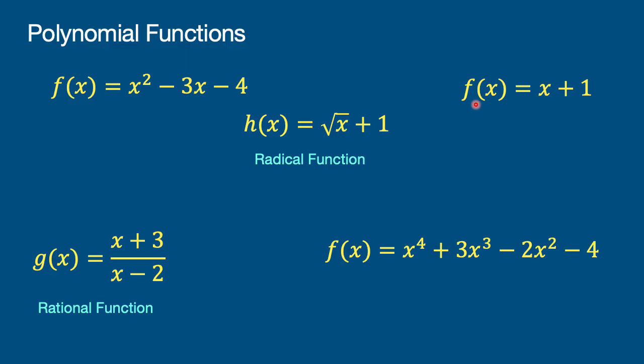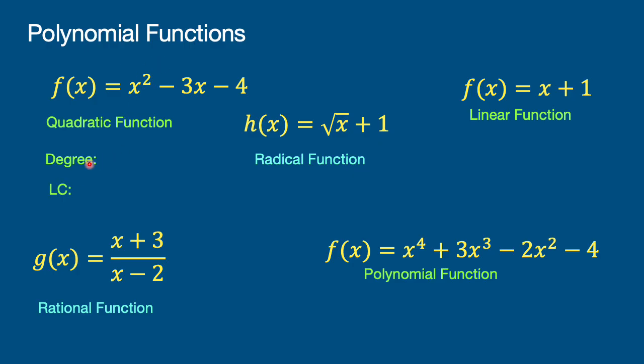But the other f of x's are all polynomial functions. The first one, x squared minus 3x, we call a quadratic function. This one is a linear function. We call these polynomial functions. Let's find the degree and leading coefficient. The degree is 2, the leading coefficient is 1. So a degree 2 polynomial has its own name: that's called a quadratic function.